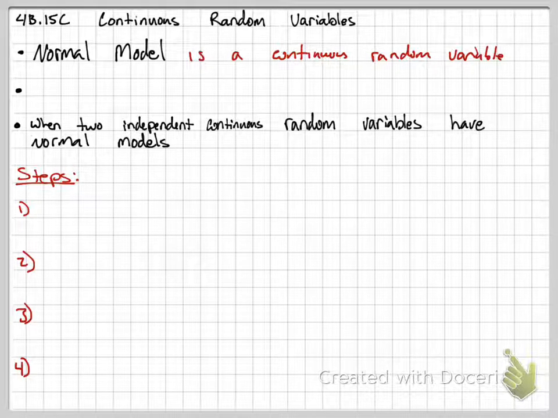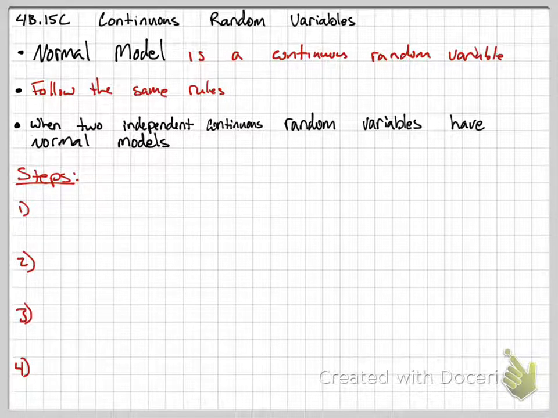Now, the good news is that everything we've done so far with discrete random variables, continuous random variables follow the same rules. So everything we did in the last video is going to be true here also. They all follow the same rules.